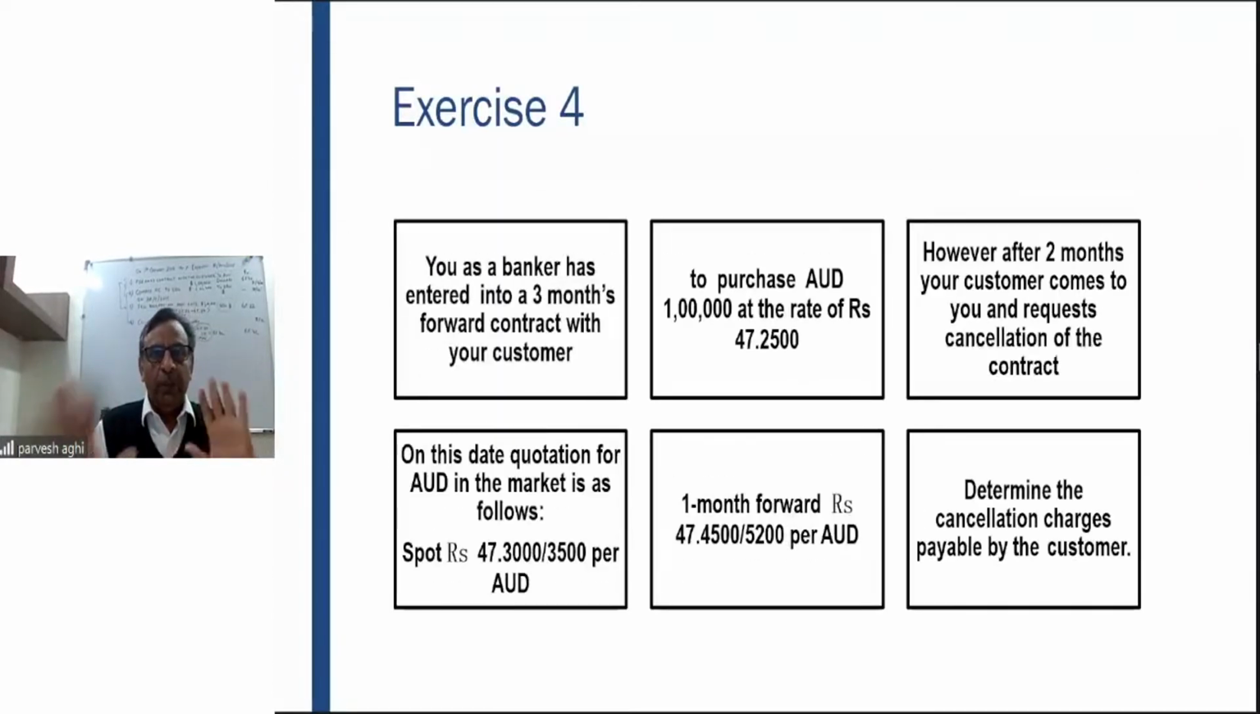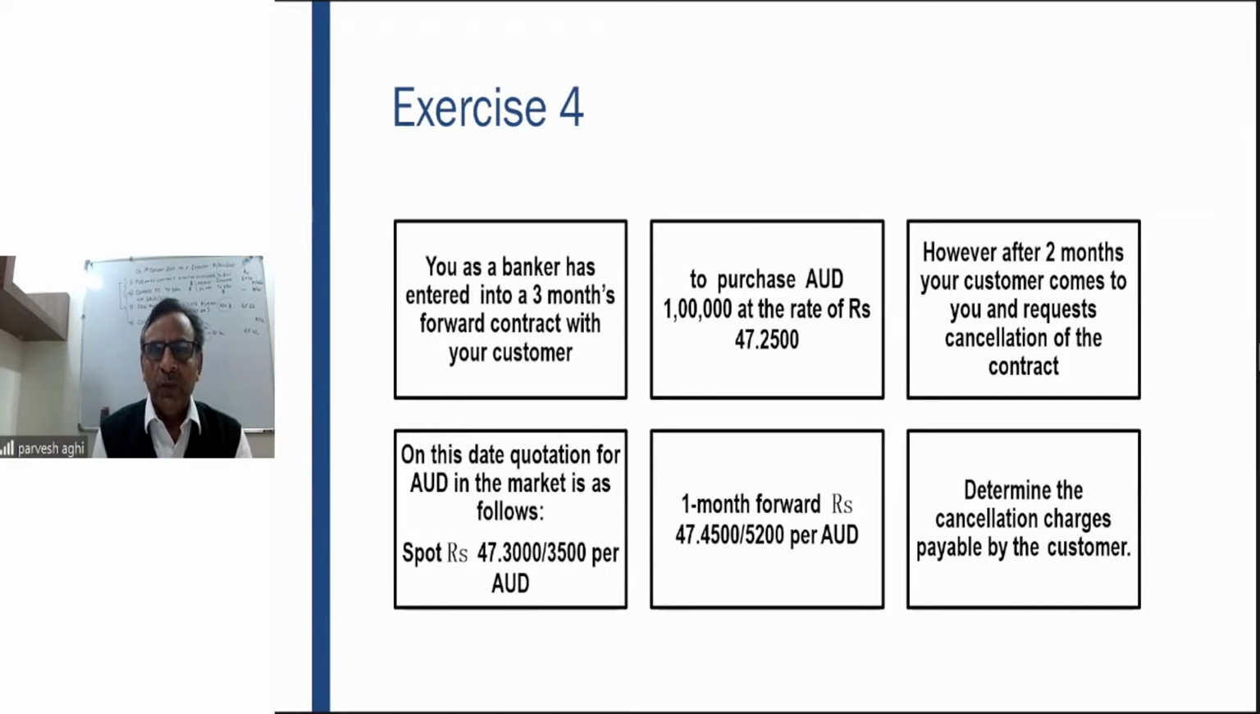So here, what happens is that you contract with the customer to purchase $1 lakh. Your banker has entered into the contract. Now, the banker is going to purchase dollars from you. Okay, so that means you are an exporter. So you are going to get 1 lakh Australian dollars, and you're going to basically sell these dollars to the bank at 47.25.